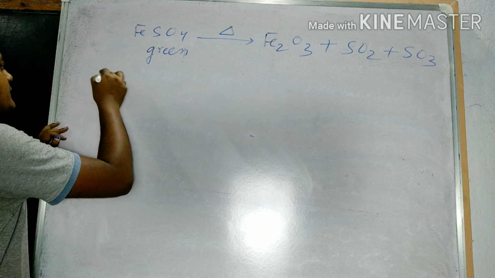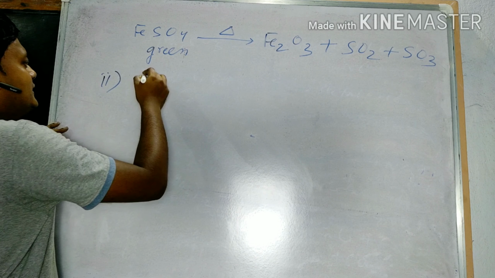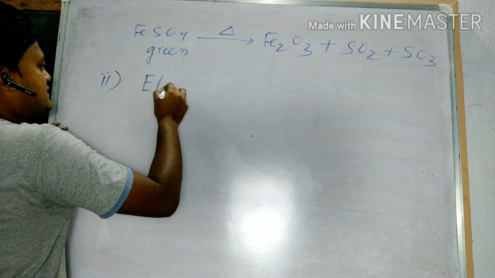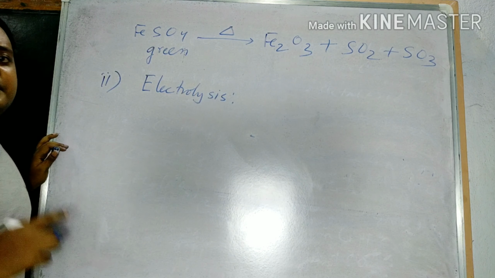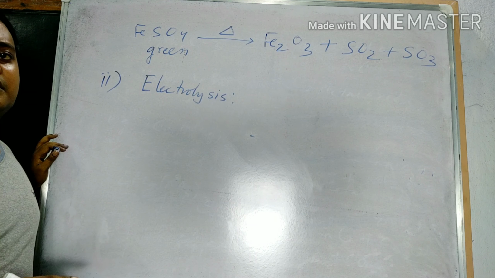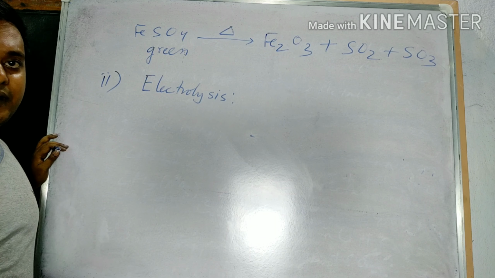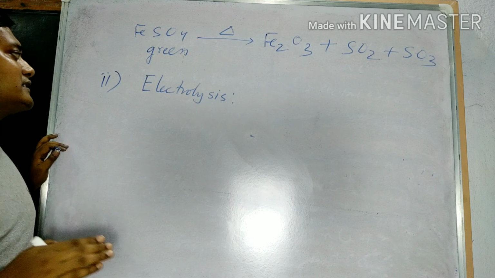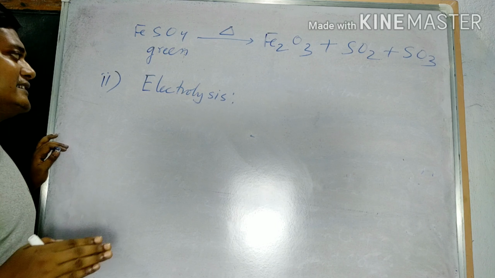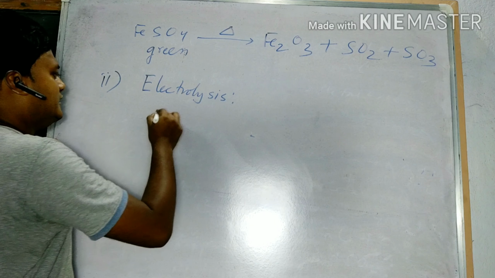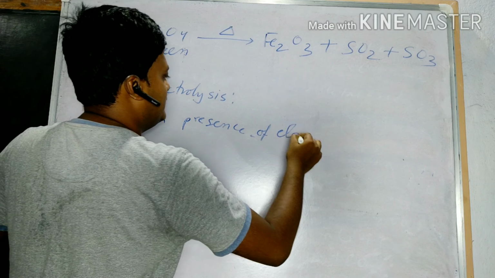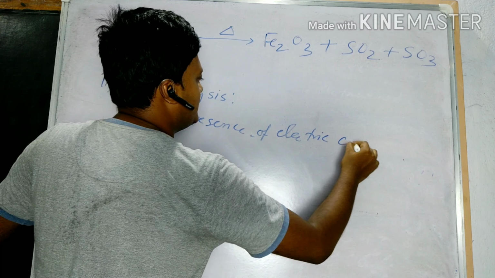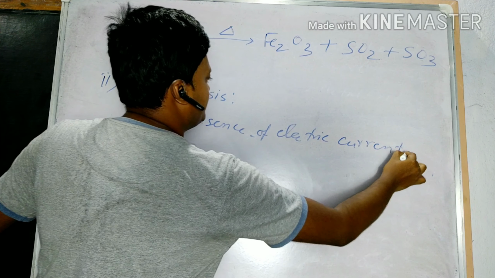Next, electrolysis. That means decomposition takes place when we pass electric current. Decomposition takes place when we pass electric current. That means in the presence of electric current.